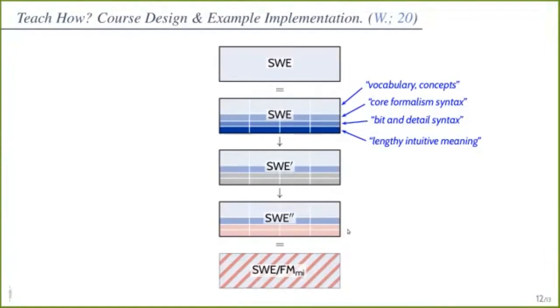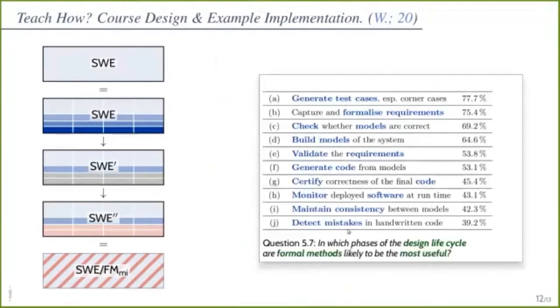And with this construction, we can in particular achieve a pretty good coverage of the phases in the design lifecycle where the experts see formal methods most useful. In our case, for example, we cover formal requirements, model checking, building models. As said before, not so much doing this, but comprehending what it is about. Validation we have, code verification, and our students have at least heard of test case generation, code generation, runtime monitoring. Only maintaining consistency between models is left to later courses.